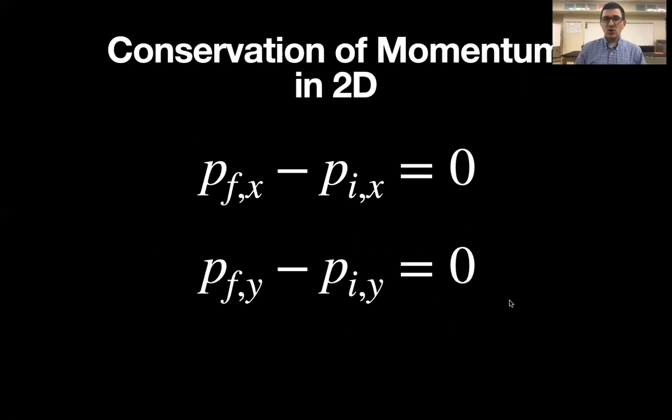So in 2D, we're going to apply the same rule, except we're going to look at it in the x direction and the y direction separately. In the horizontal direction, there's going to be no change in momentum. In the vertical direction, there's going to be no change in momentum.